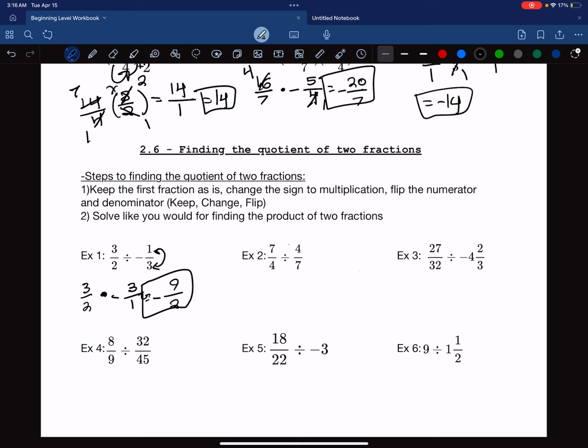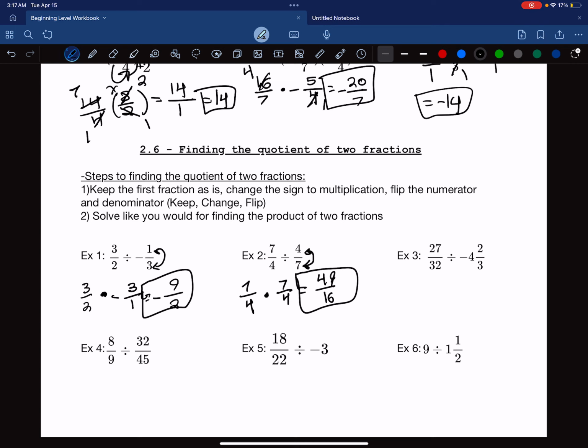Looking at example 2, we are going to keep the first fraction as is, 7/4, change the division to multiplication, and then flip the second fraction. So we're going to get 7/4. And then we multiply the two fractions. 7 times 7 is 49, and then we put that over 16. And that is our answer.